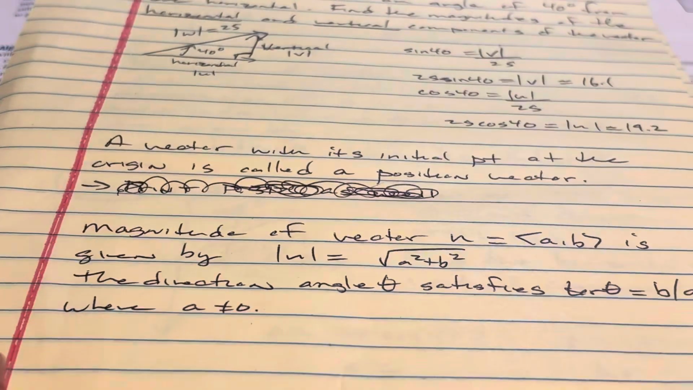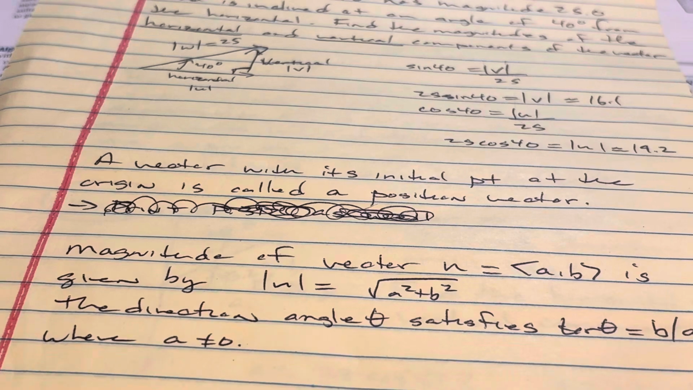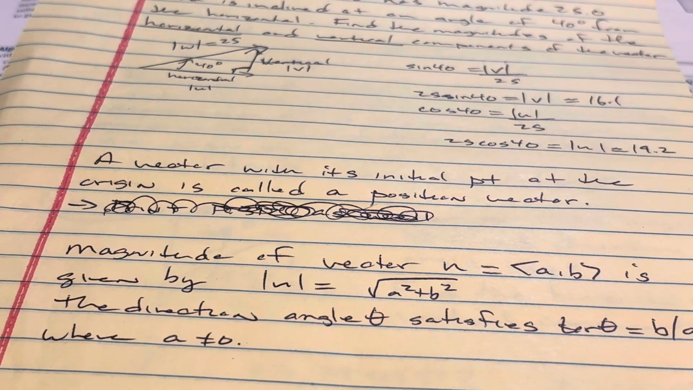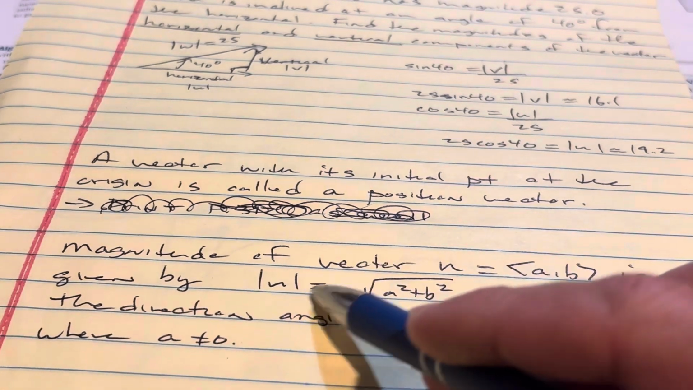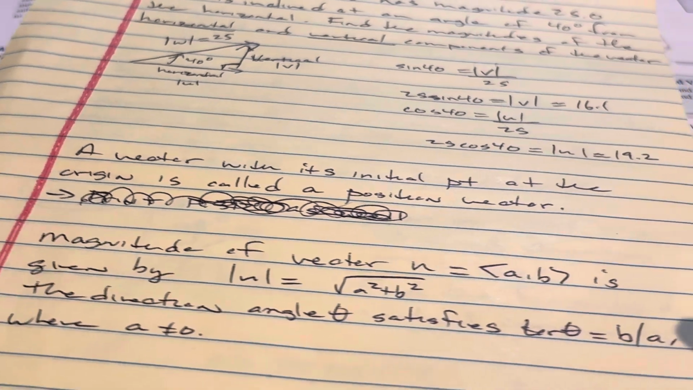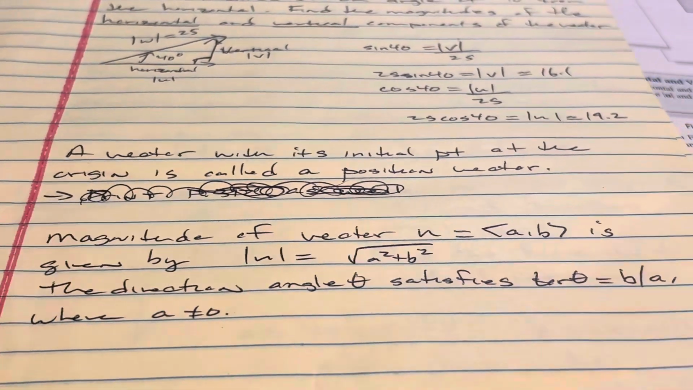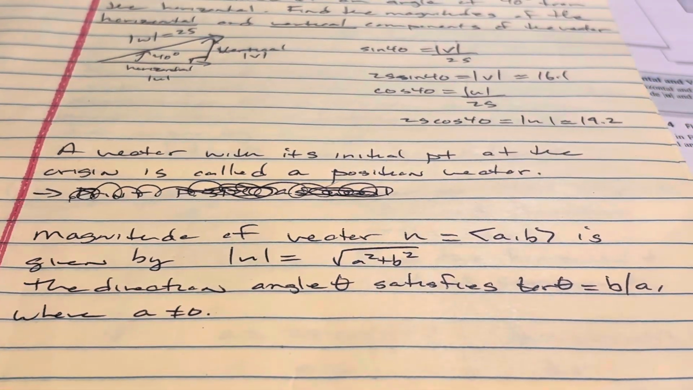All right, moving on. The magnitude of vector U, which is AB, so you have vector U, over A, up B, is given by the square root of A squared plus B squared. That looks very Pythagorean theorem-ish. The direction angle theta satisfies tan theta equals B over A when A is not equal to 0, and you guys will see that here very soon.